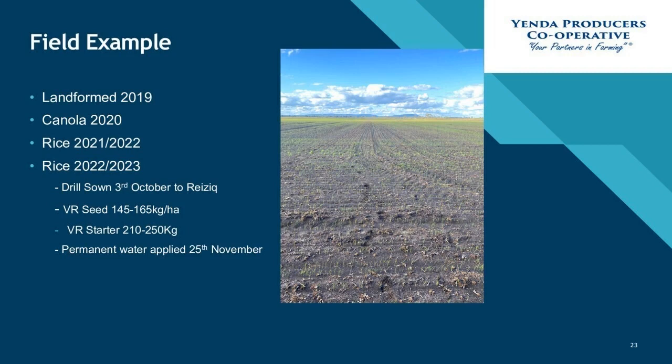We went into 2021-22, which was last year, rice, and then rice again this year. It was drill sown on the 3rd of October. We variable rate seed and starter on this farm, so we can do that with the air seeder. We like to do that because we just find our cut areas and our poor sections don't establish very well, and two, don't seem to till as well. So whatever we can do to get those areas better, I think it's worth trying. And then permanent water was applied about 7-8 weeks later, 25th of November.